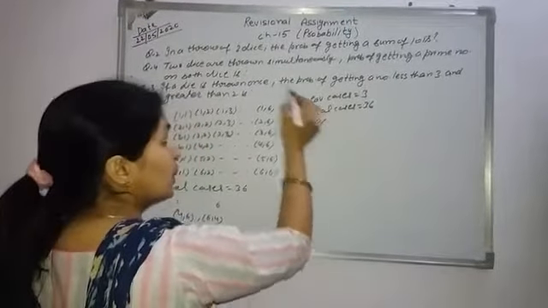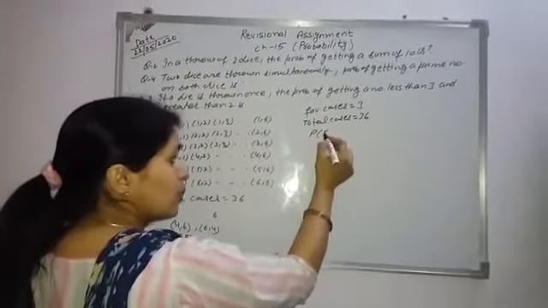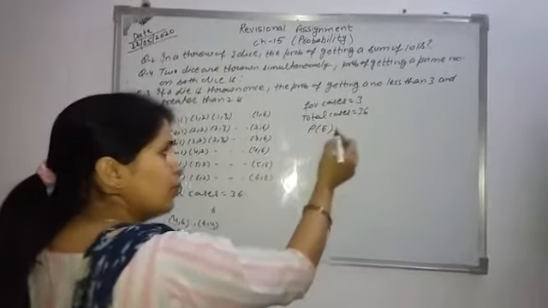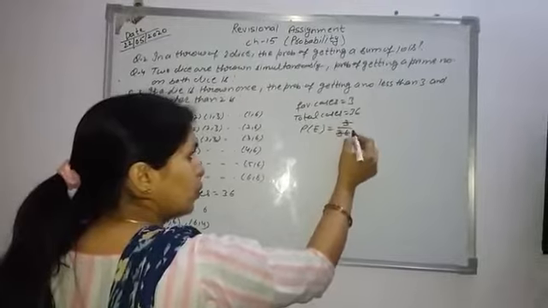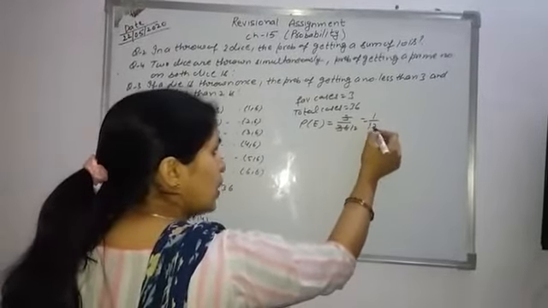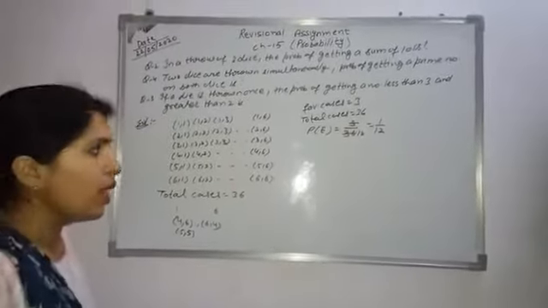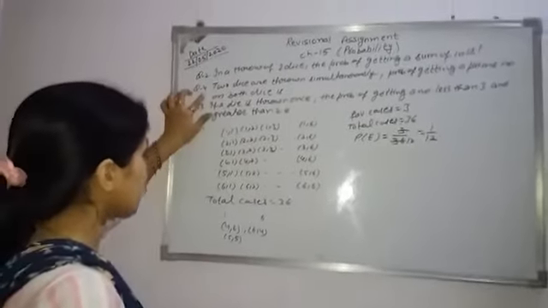So the probability of getting a sum of 10, suppose this event is E, so probability of E will be equal to favorable divided by total, and this probability is 1 by 12, and this is the answer. Now next question.